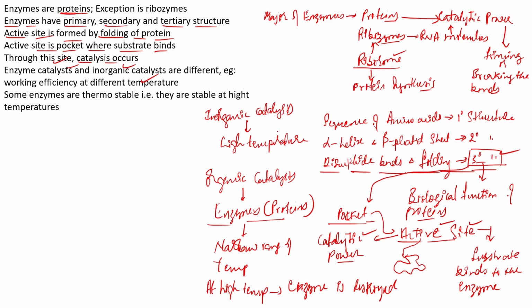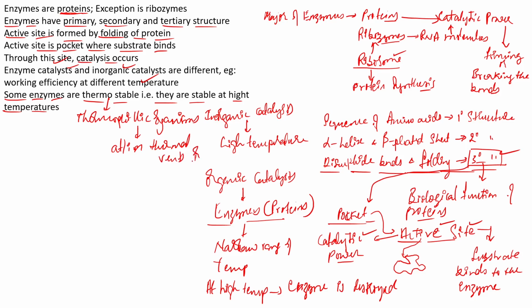However, there are some exceptions to this rule. There are some proteinaceous enzymes that are thermostable, that is, stable at high temperatures. These thermostable enzymes are mainly derived from thermophilic organisms. Thermophilic organisms live in high temperature regions, such as thermal vents or hot water springs, where the temperature is around 80 to 90 degrees Celsius.